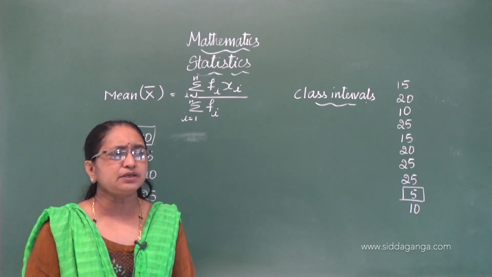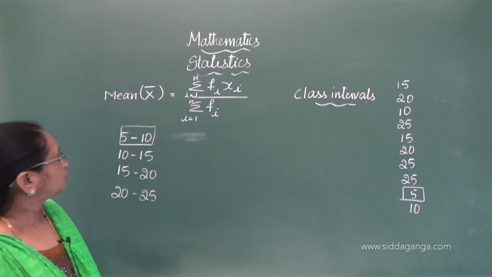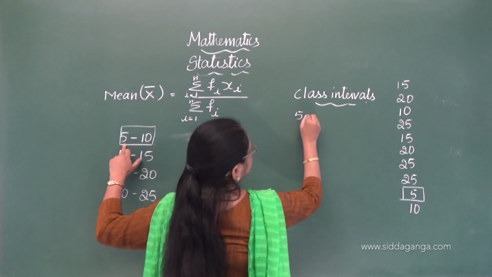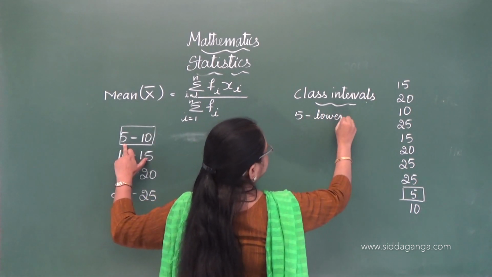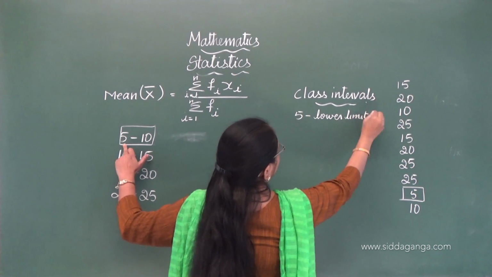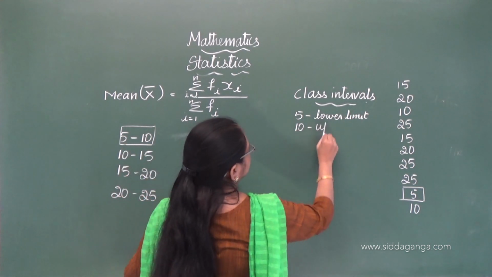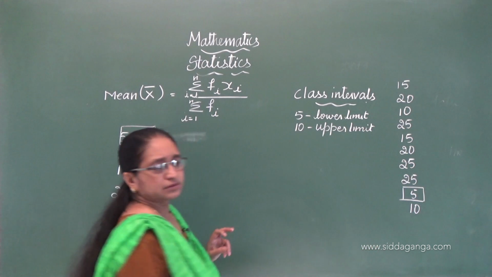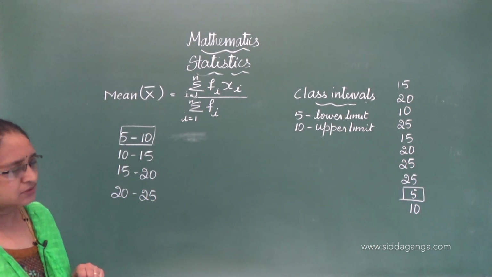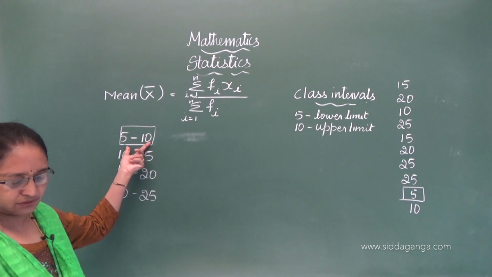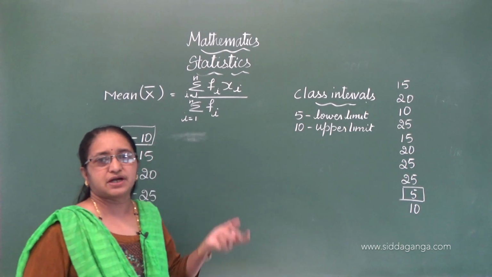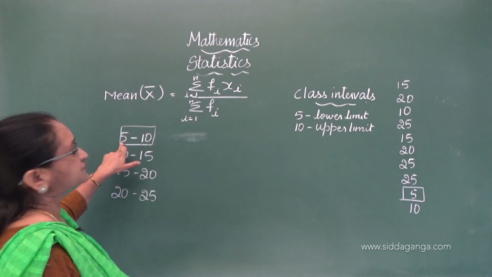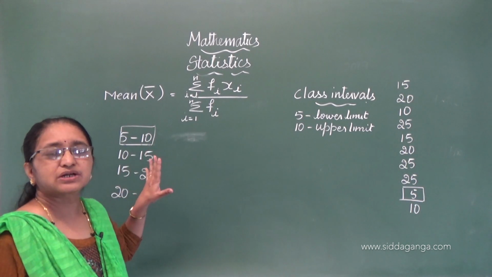Next, upper limit and lower limit. Here 5 is the lower limit and 10 is the upper limit. Then the class width. If they ask you what is the class width, so what is the class width here? 10 minus 5 is 5, so the class width is 5.